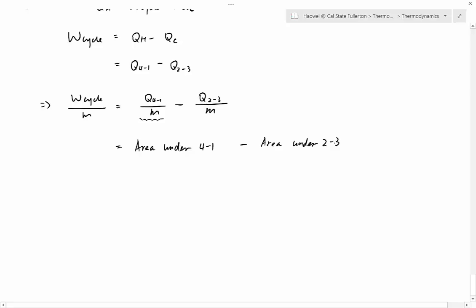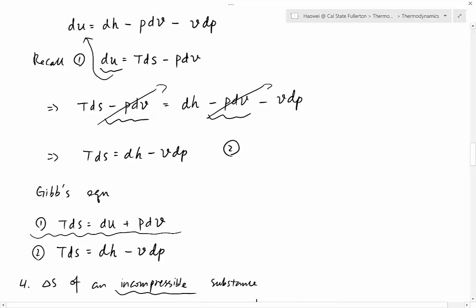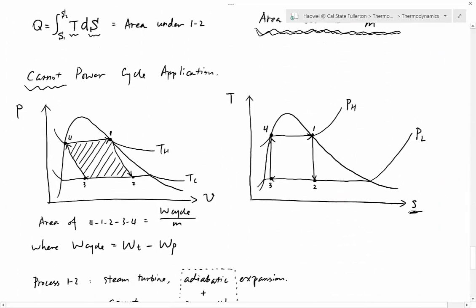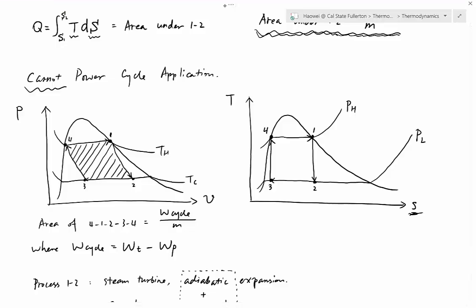Okay, let's take a look. Area under 4-1, where is that? Let's go back to our diagram. Area under 4-1. You can take a look. Area under 4-1 is here. It's a rectangle. That's the area under 4-1.